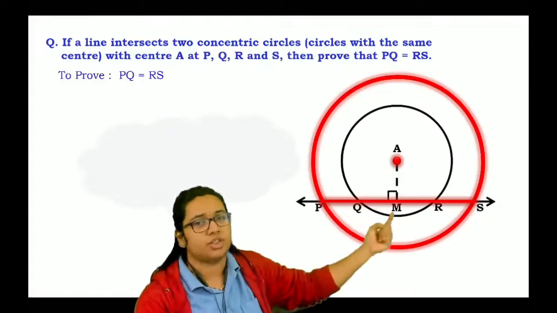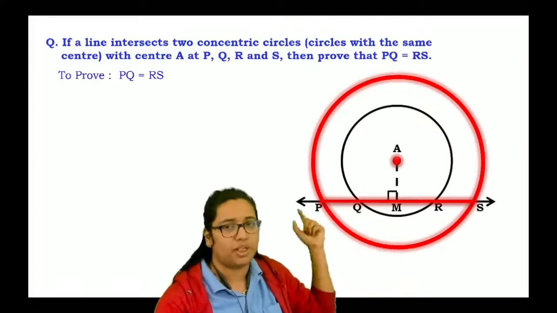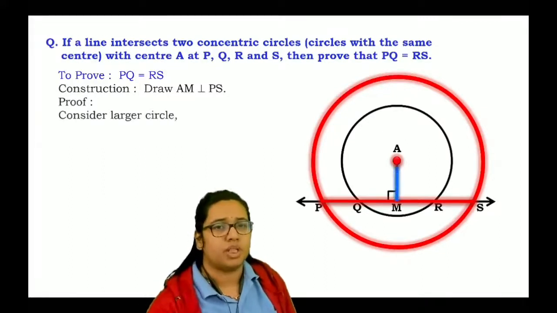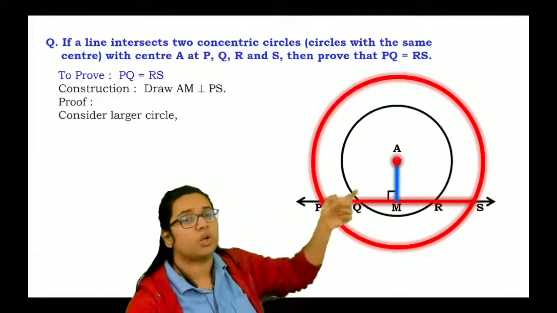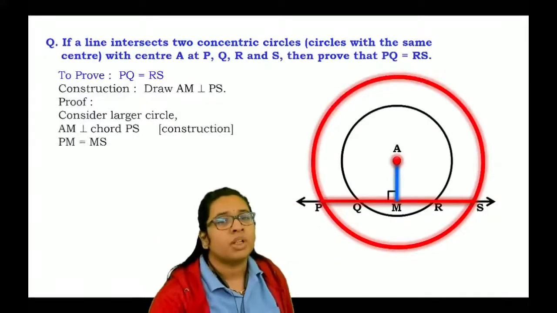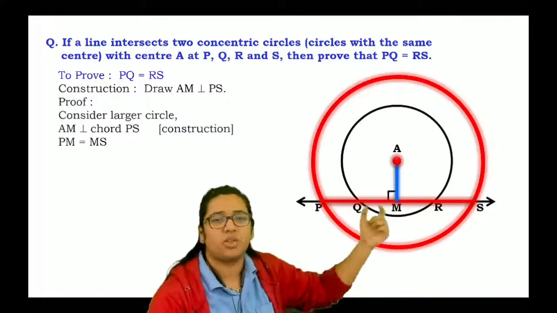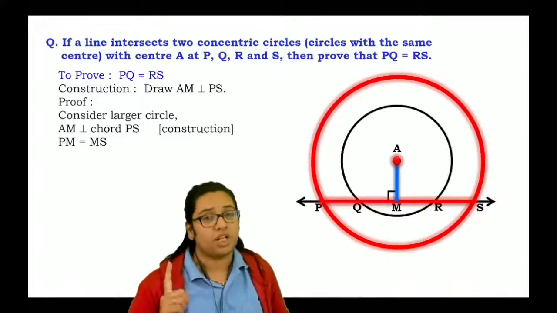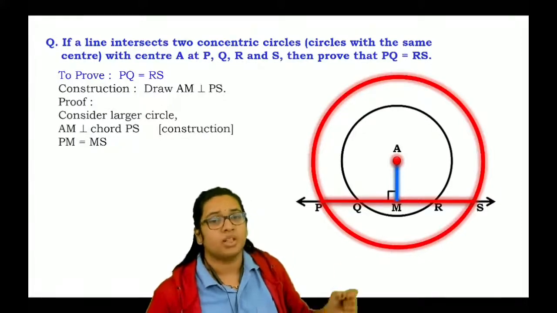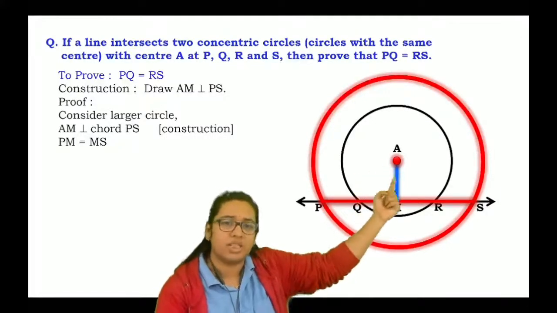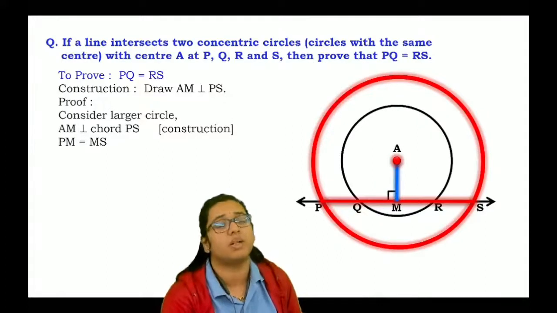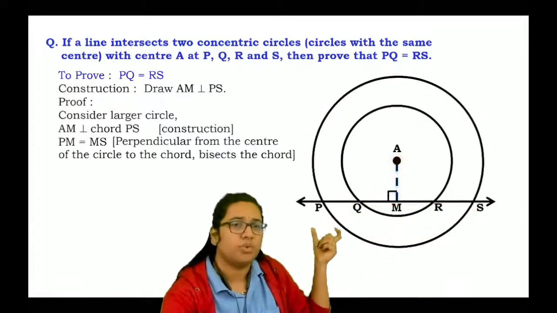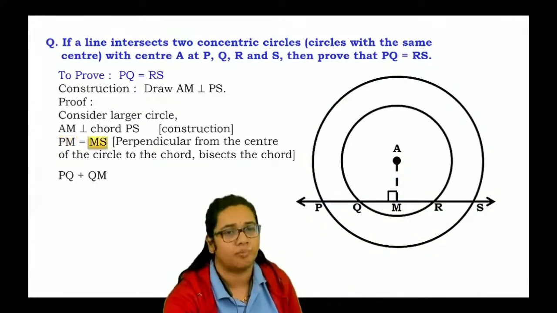Correct? So, we'll just draw AM perpendicular to PS. So now we'll talk about the larger circle. We know that AM is perpendicular to PS, therefore PM equals MS, because we have seen in the first theorem that a perpendicular drawn from the center to the chord is a bisector. So M works as a midpoint here, and PM equals MS.